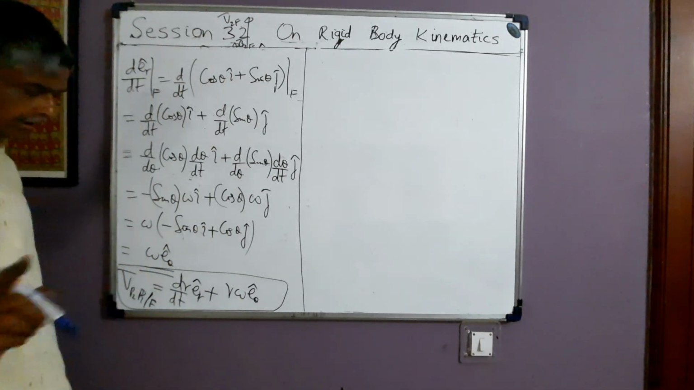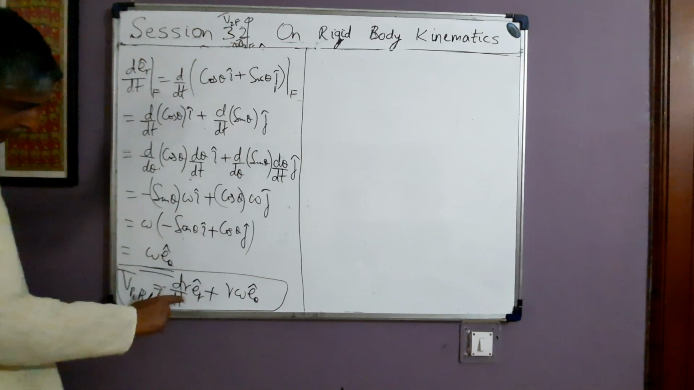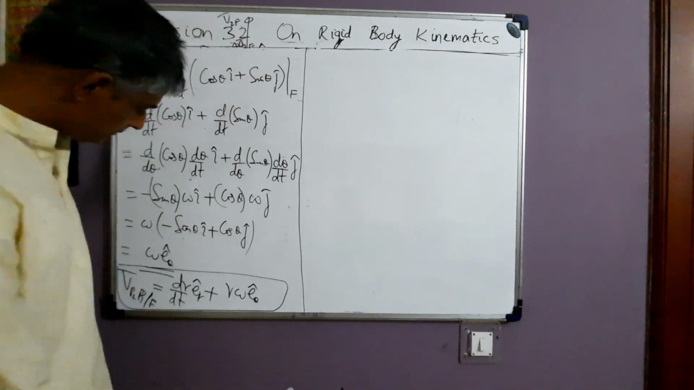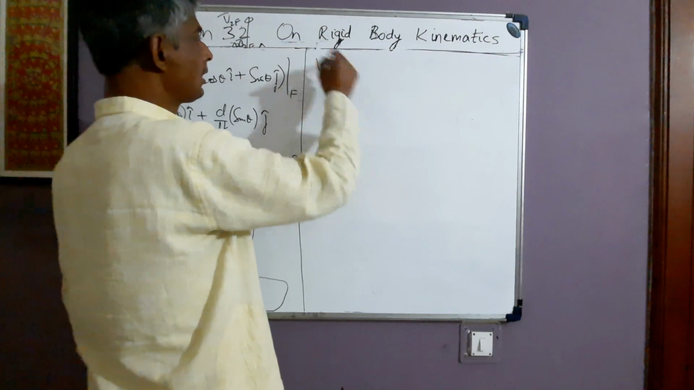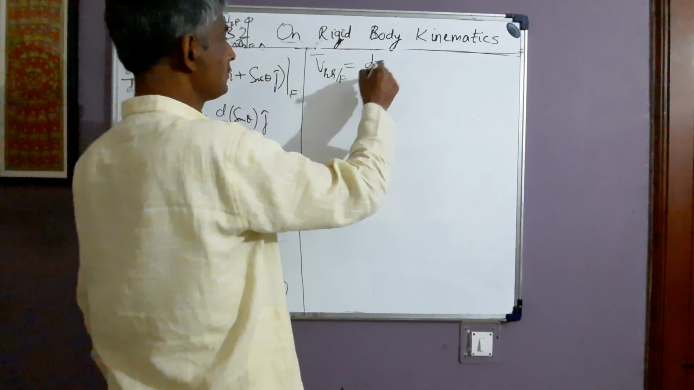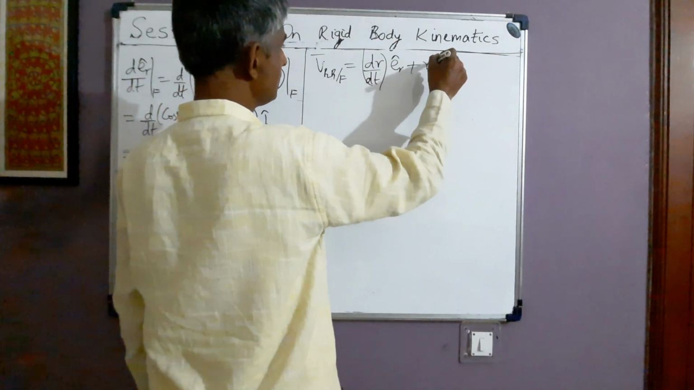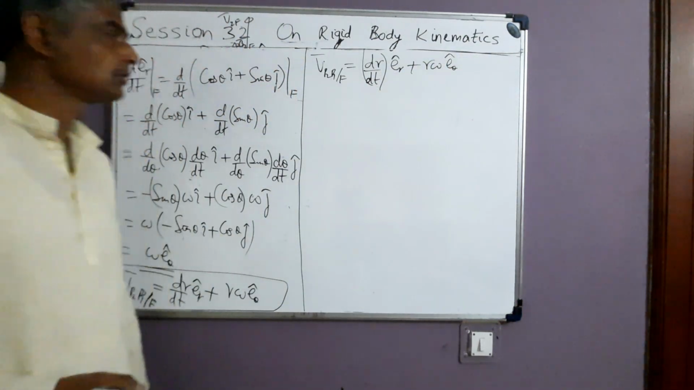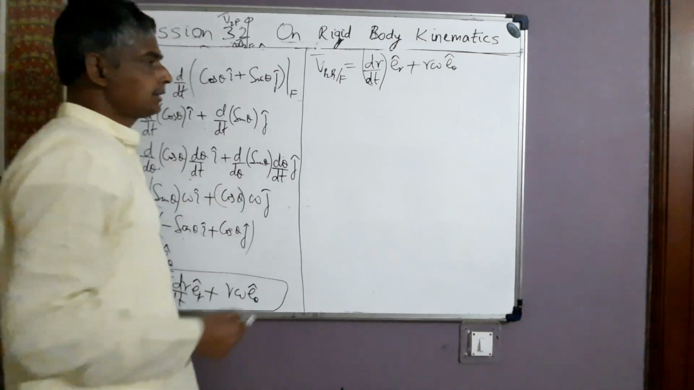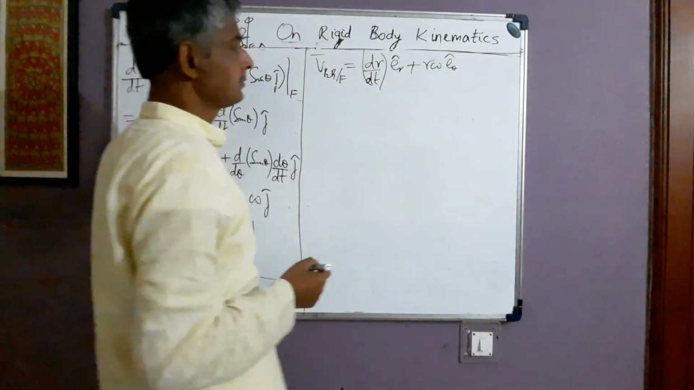At this point, I would like to say one thing. See, Vp2 P1F is this much: dr by dt into er hat, r omega into e theta hat. Okay. At this point, we consider two different cases.